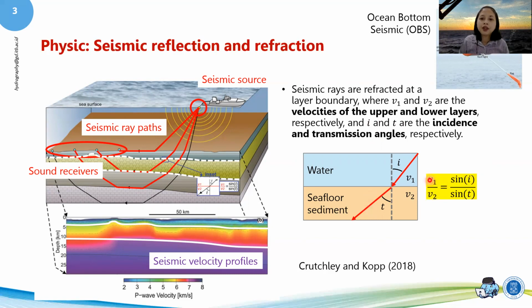So you've got the V1 in here. If you've got the V2 as well, you just input it, and then you need the angle of incidence, then you will have the T. And then you can recalculate it over and over again for each layer. That's basically the concept of refraction.